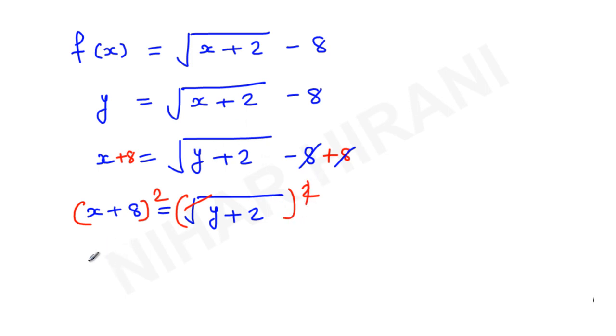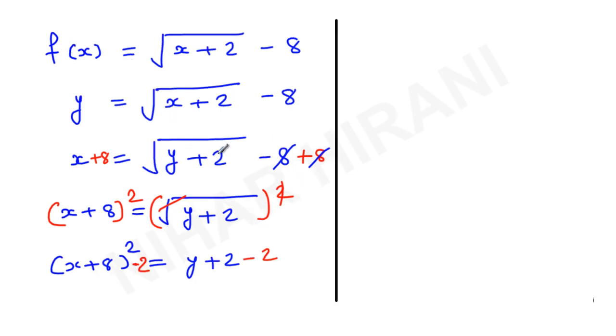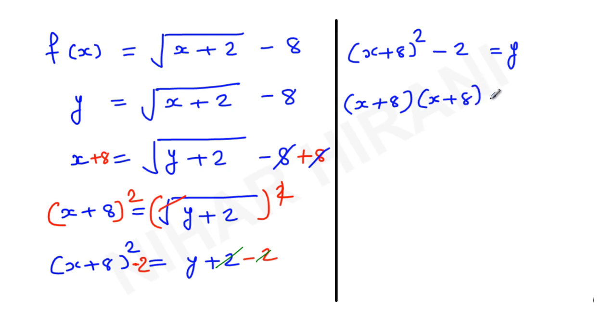So now this will be (x plus 8) squared equals y plus 2, because the square root and square cancel. Now I will subtract 2 from both sides. If I subtract 2 from both sides, this will cancel. And now I have (x plus 8) squared minus 2 equals y. Now I can keep it like this, and if I want to simplify it further, I can. So let us simplify this further. This is (x plus 8) times (x plus 8) minus 2 equals y.